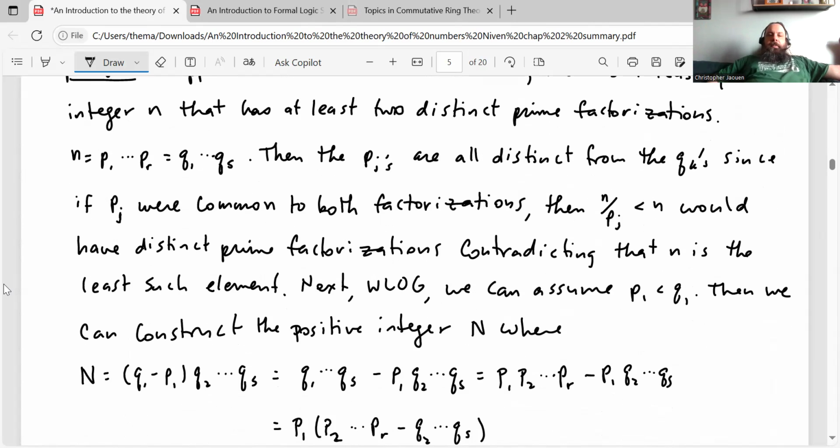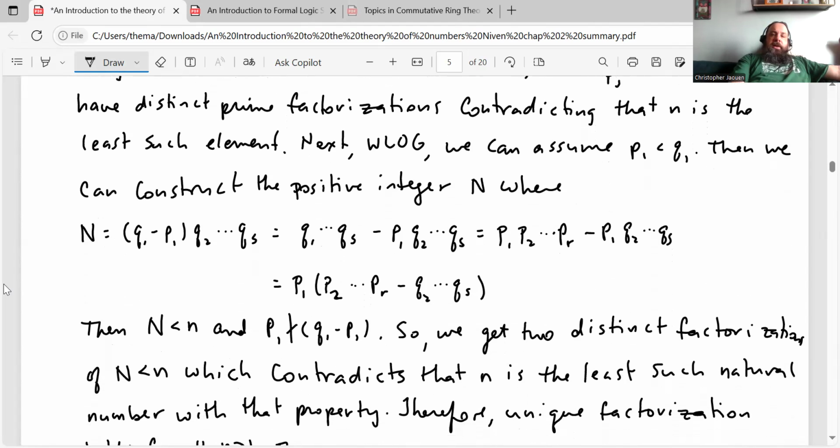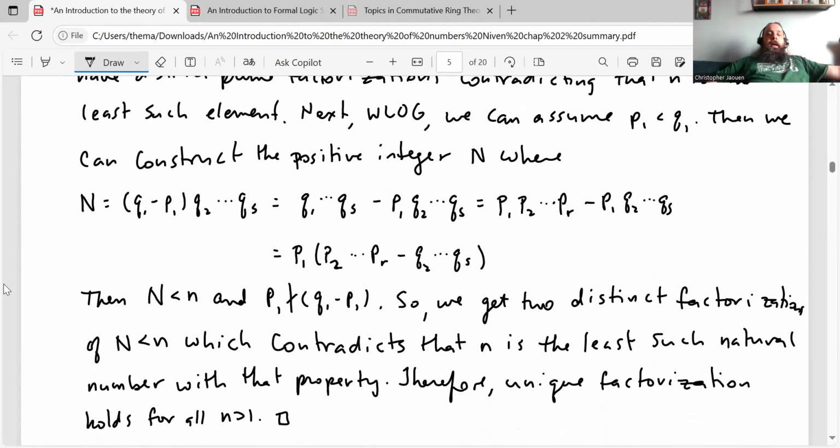So the pj's are all, like I said, distinct from the qk's, since if pj were common to both factorizations, then n over pj, which is less than n, would have distinct prime factorizations, contradicting that n is the least such element. Next, without loss of generality, we can assume that p1 is less than q1. Then we can construct the positive integer capital N, where capital N is defined as this product.